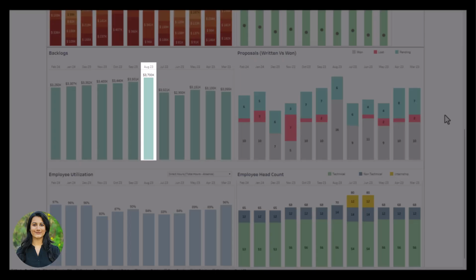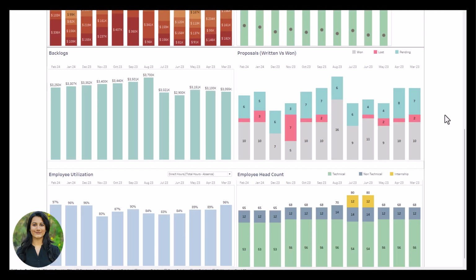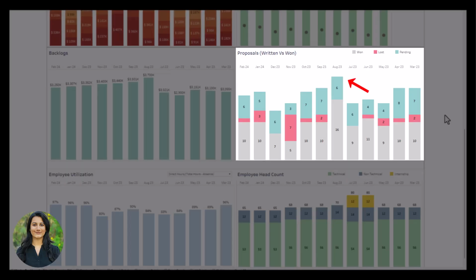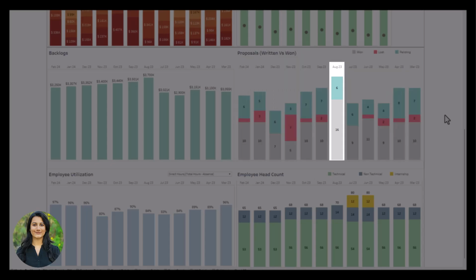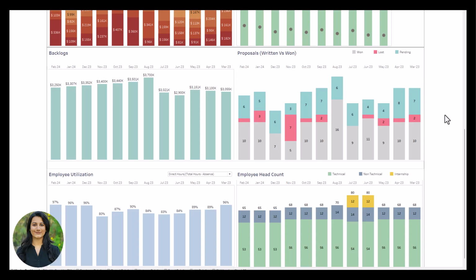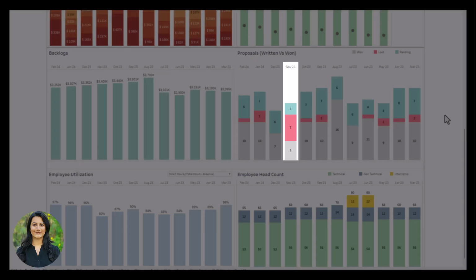We notice a spike in backlogs in August 2023. The increase in backlogs was caused by higher proposal wins in August 2023. 16 proposals were added that month. However, in November 2023, 7 proposals were lost.